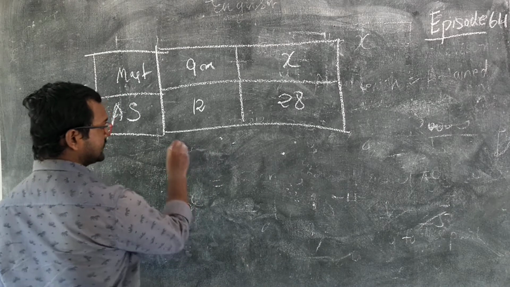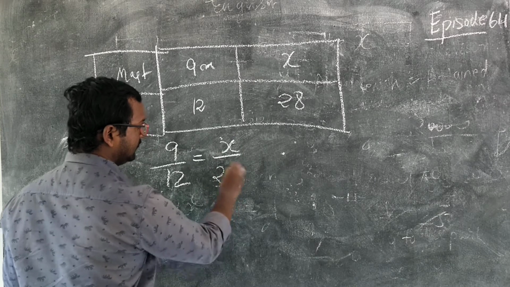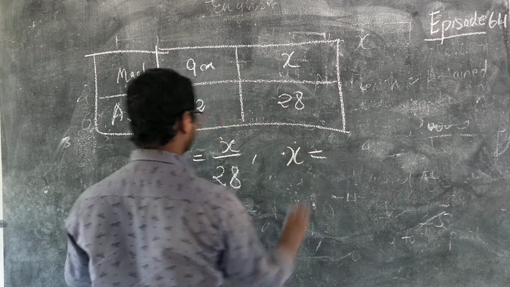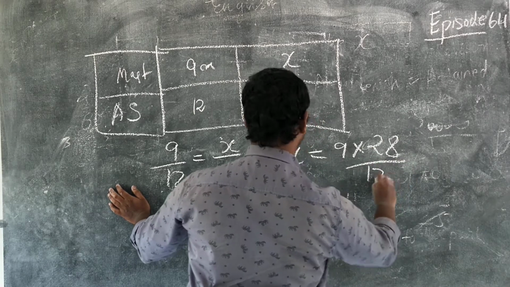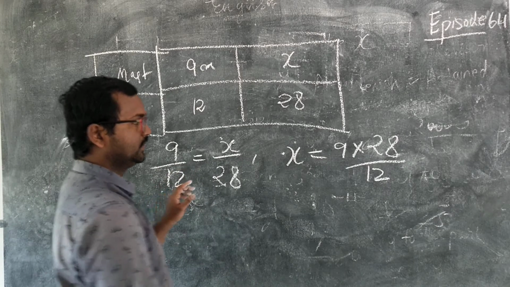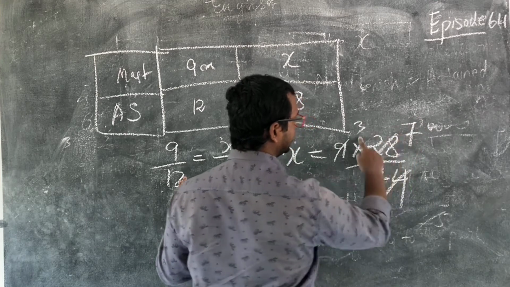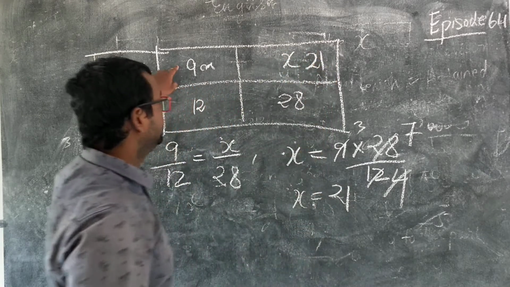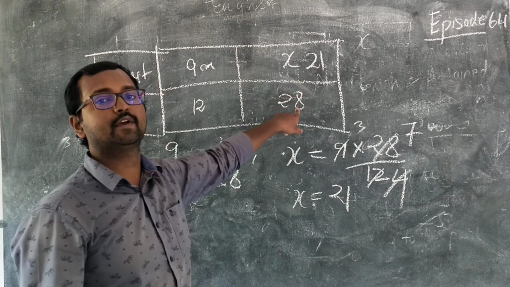So we have to apply the type of question which is 9 by 12 is equal to x by 28. So we will get here x is equal to 9 into 28 divided by 12. So this will be moved here, and this will remain the denominator. So here see, 3, 3 the, 3, 4 the, 4, 7 the. So we are getting 3 into 7, 21. So for 9 centimeter we will get 12 centimeter. For 21 centimeter of model ship we will get 28 centimeter of actual ship.